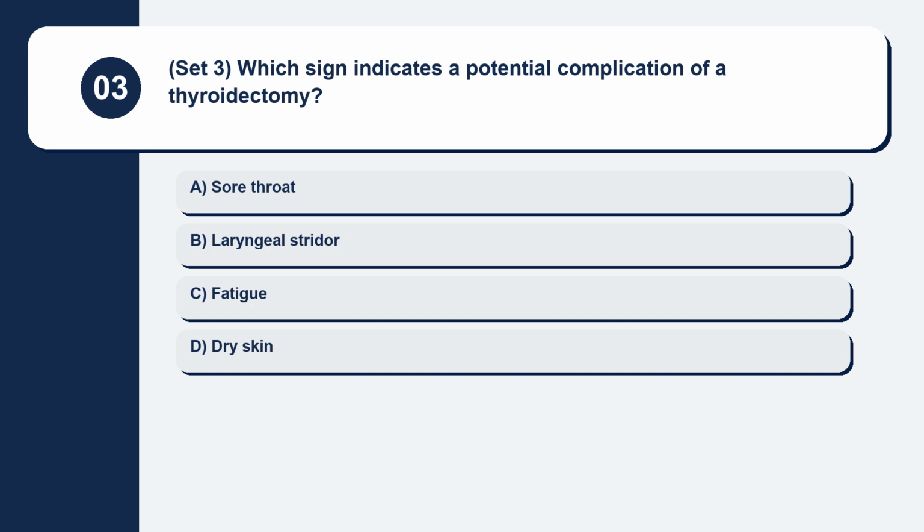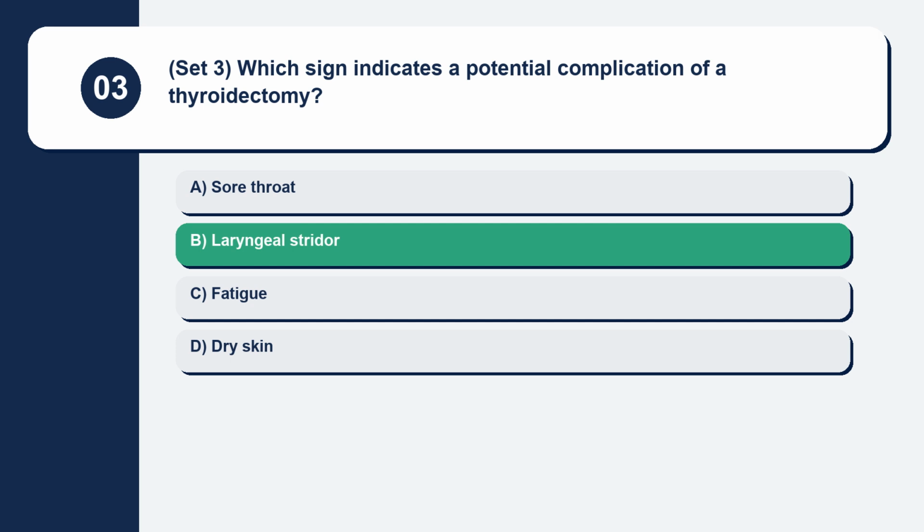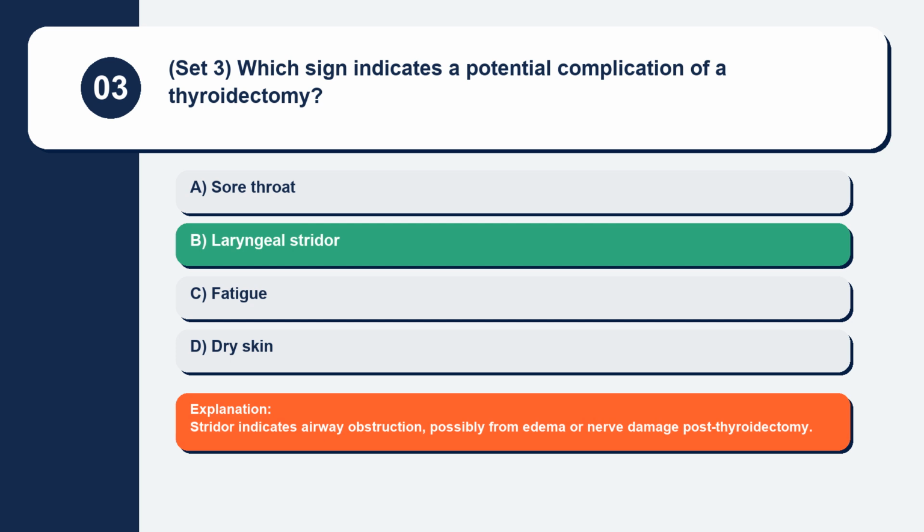Question 3, Set 3. Which sign indicates a potential complication of a thyroidectomy? Sore throat, laryngeal stridor, fatigue, dry skin. Stridor indicates airway obstruction, possibly from edema or nerve damage post-thyroidectomy.